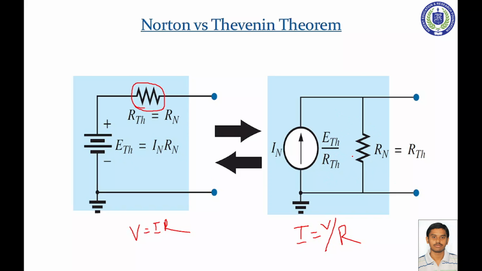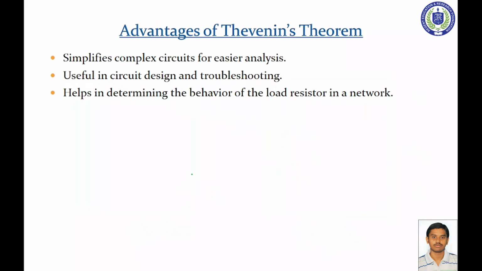And vice versa for Norton's to Thevenin's: ETH, Thevenin's voltage, equals Norton's current into Norton's resistance, and this resistance is connected in series with the voltage source. So this is the conversion of Norton's equivalent circuit to Thevenin's equivalent circuit, or Thevenin's equivalent circuit to Norton's equivalent circuit.